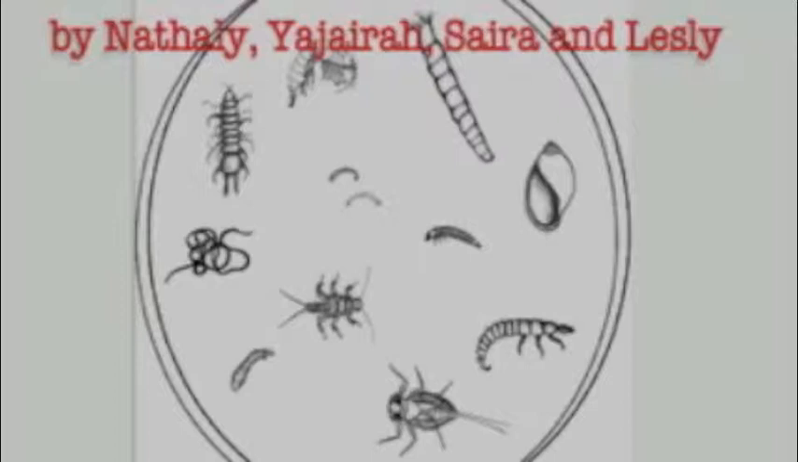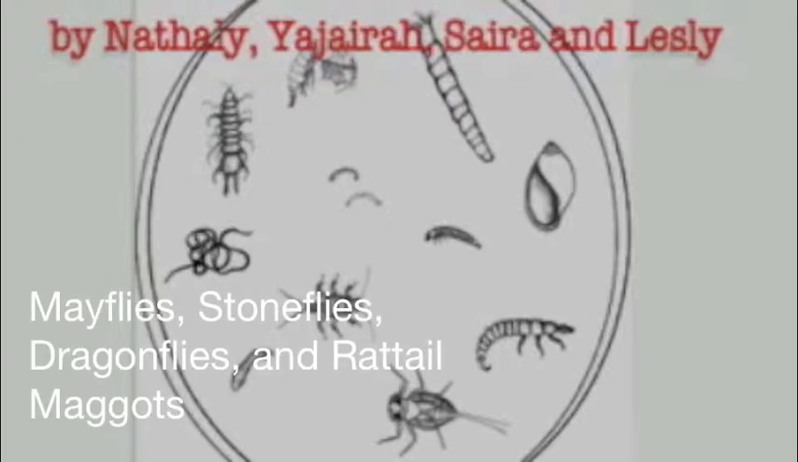And I'm Leslie. We are from Western Valley Middle School, and we would like to talk to you about macroinvertebrates. Macroinvertebrates are organisms that do not have a skeleton inside their bodies, and they are big enough to see without being magnified. They are an important part of wetland and river ecosystems. Examples of macroinvertebrates include mayflies, stoneflies, dragonflies, and rat-tailed maggots. These organisms may spend all or part of their lives in water.